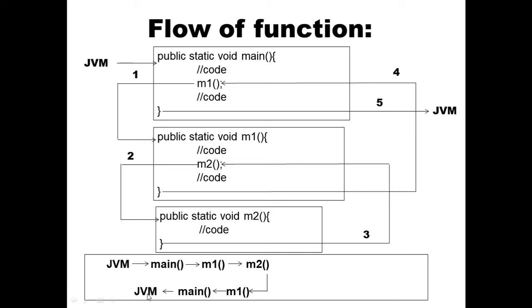Don't worry, we'll see it. I know it's a bit confusing right now. What is it? m1, m2, main method. We will see it. Don't worry. Okay, so move to the next.